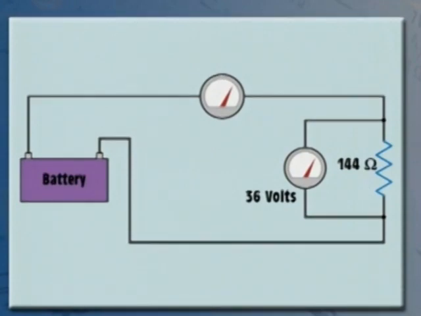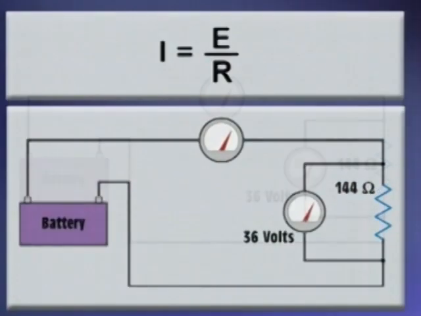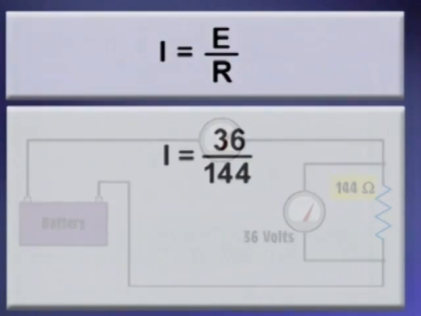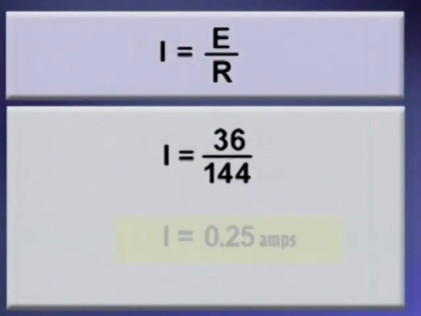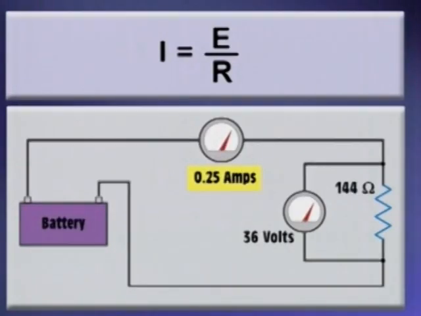Assume that a 36-volt battery is connected to a 144-ohm resistor. How much current will flow in this circuit? After determining the proper formula, substitute the values in the problem for the letters in the formula. The letter E is replaced with 36 because the battery has a voltage of 36 volts, and the R becomes 144 because the resistor has a value of 144 ohms. 36 divided by 144 is 0.25. There is a current flow of 0.25 amperes in this circuit.